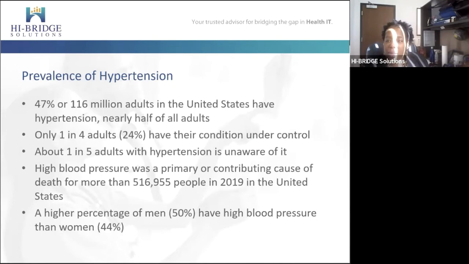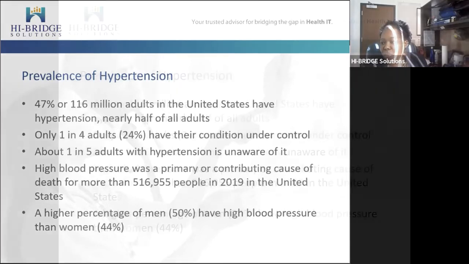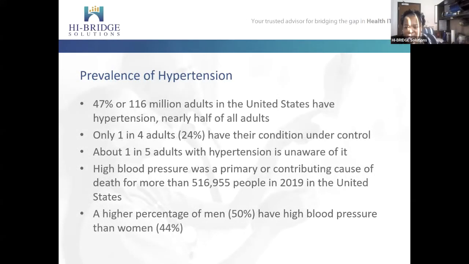High blood pressure was a primary or contributing cause of death for more than 516,955 people in 2019 in the United States. A higher percentage of men, of course, 50%, have high blood pressure than women do, which is at about 44%. So these statistics present a large opportunity to impact the current and future health of patients in your practice. This is why we should prioritize hypertension management as a quality initiative and explore the tools available to help identify and manage these chronic conditions.